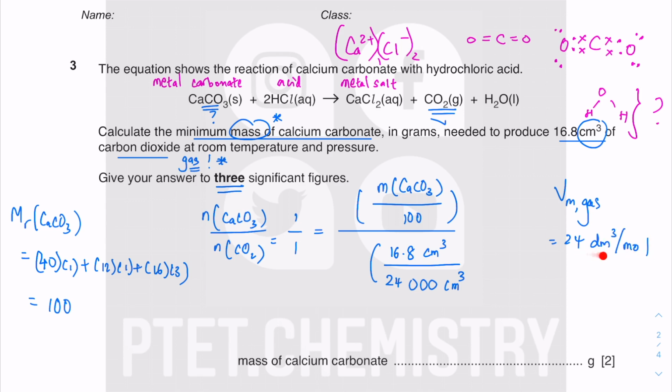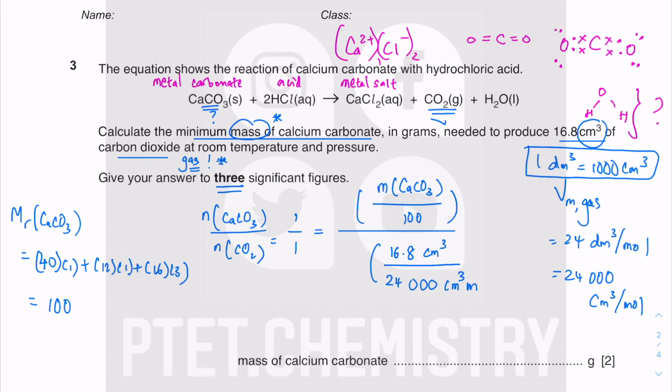1 mole of any gas occupies a volume of 24 dm cube at room temperature and pressure, and that is equal to 24,000 cm cube per mole, because 1 dm cube equals 1000 cm cube. That is a conversion unit that you have to remember, especially when we come to solution chemistry, when we also deal with dm cube quite a lot. So that is cm cube per mole. I don't write down the unit, but this is gram and this is gram per mole.